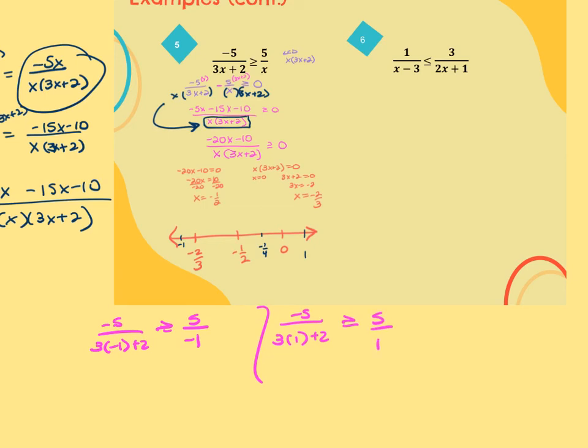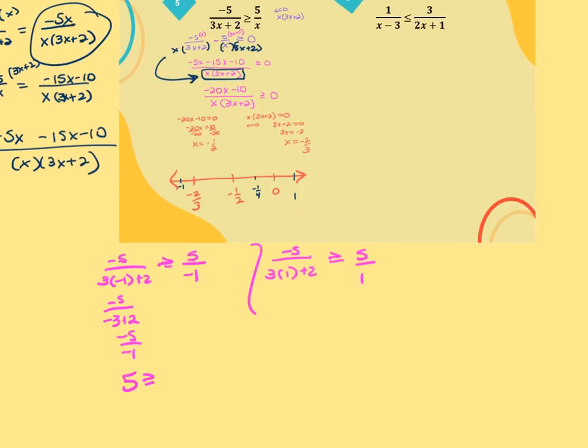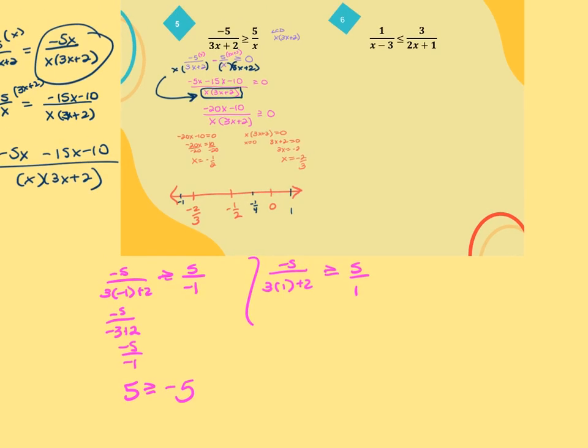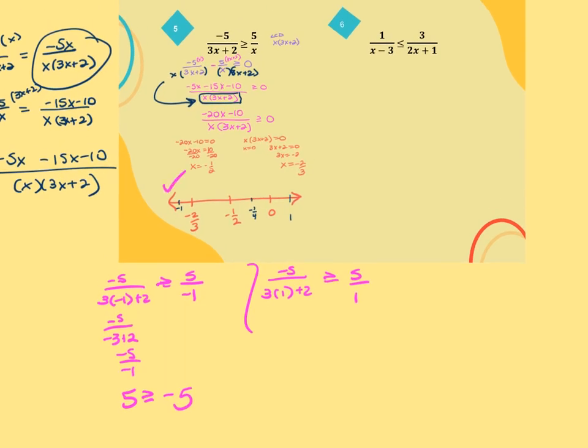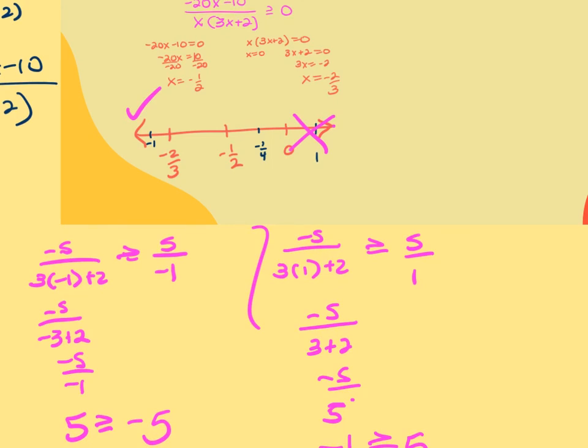So I'm just doing the outer two for right now. Negative 5, negative 3 plus 2, negative 5 over negative 1. And that's 5 is greater than or equal to negative 5, which is true. That part works. If I do the right side, negative 5, 3 plus 2, negative 5 over 5, negative 1 greater than or equal to 5, that does not work. So if my pattern is every other grouping, then this is consistent with saying it works for this one, it won't work for here, it works for this one, and then it didn't work for the one on the right.